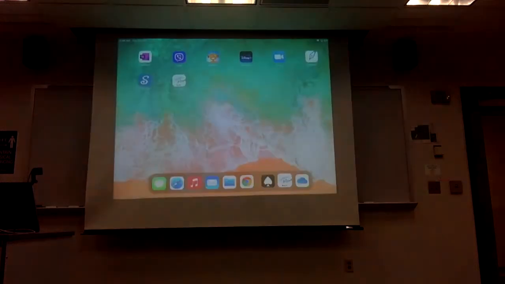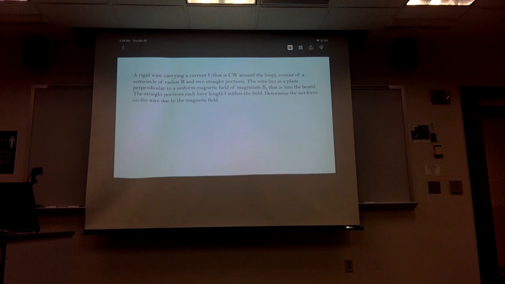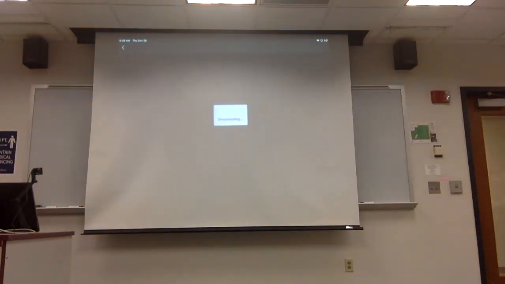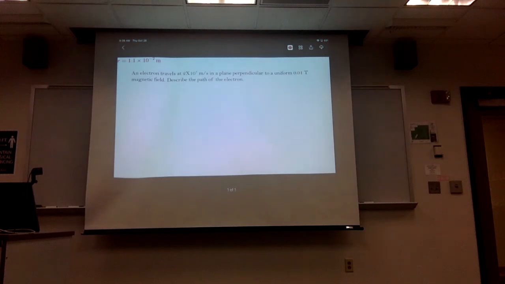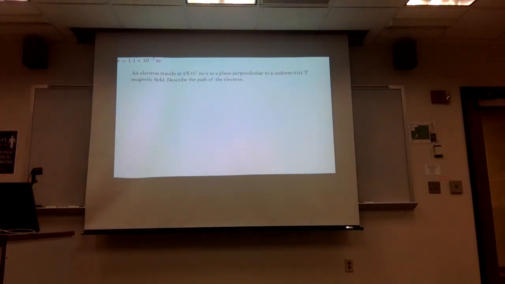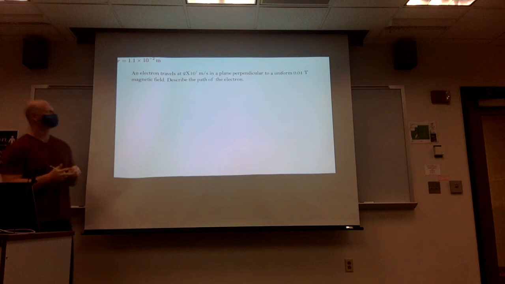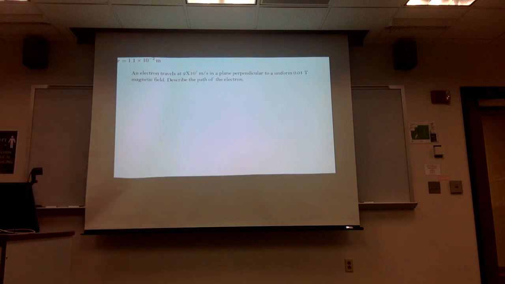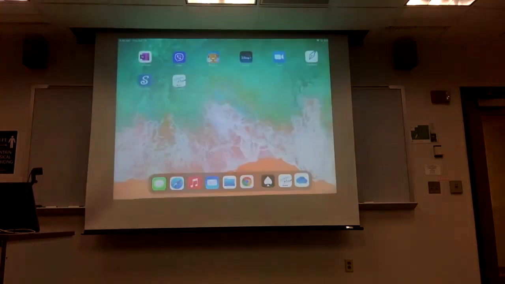Let's do an example. This says we have an electron, which is traveling at a rate of 2 × 10⁷ meters per second in a plane perpendicular to a uniform 0.01 Tesla external magnetic field. What we want to do then is describe the path of this electron. That's what we want to do. What is the electron going to do?